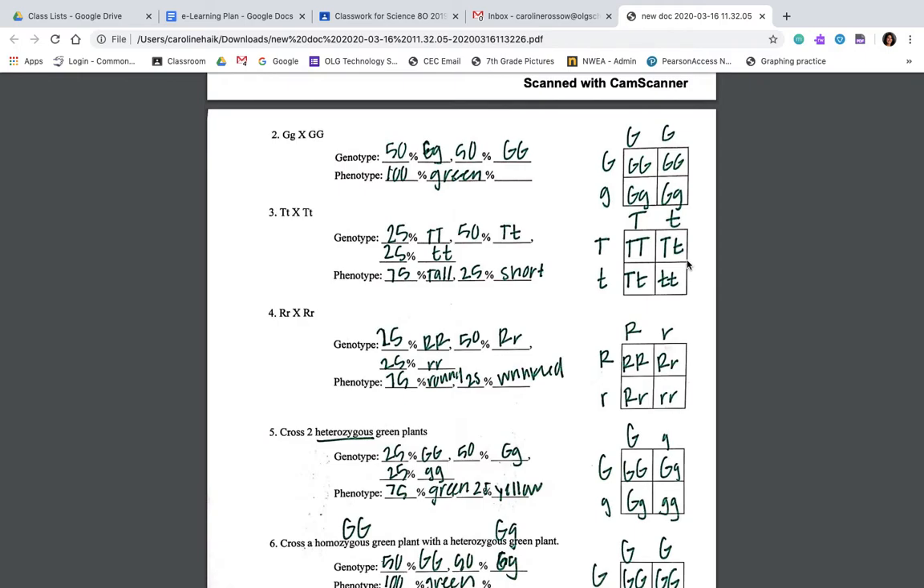Number 4 is similar in that sense, where it has the 3 options, and then 75% dominant, 25% recessive, sorry.